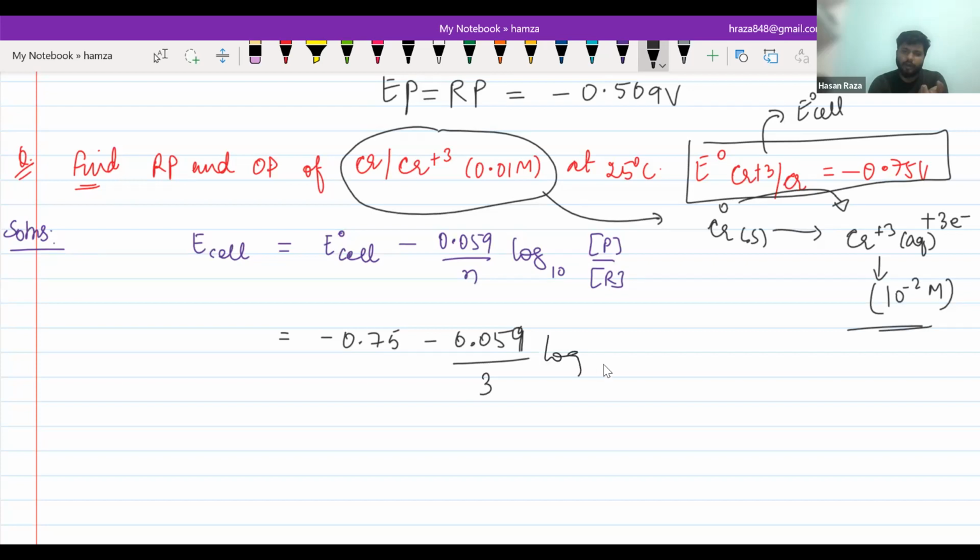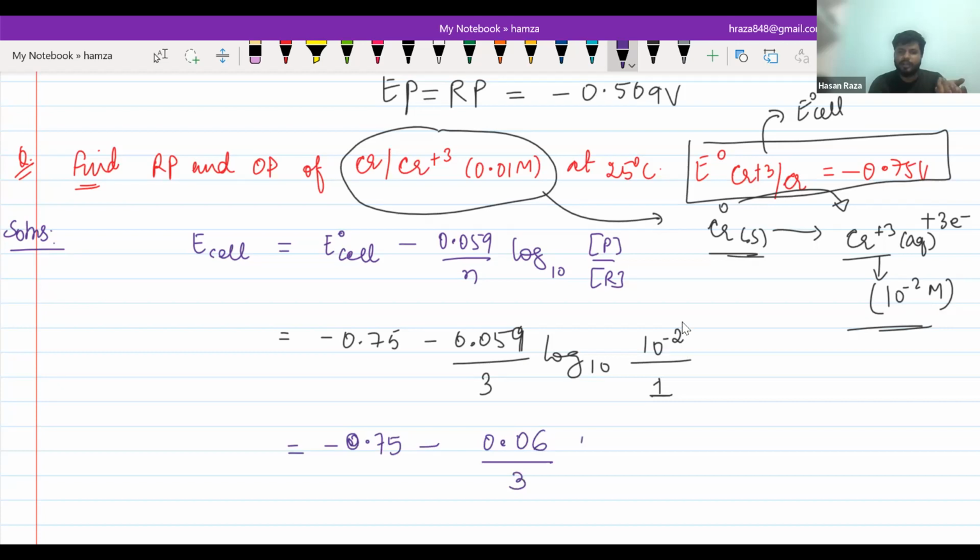And again, log to the base 10. Here the product is basically Cr plus 3, which has a concentration of 10 raised to the power minus 2, upon reactant. You can see it is in solid state, so we are going to take value 1. Now you just need to calculate this: minus 0.75, and I'm going to round off 0.059 to 0.06, divided by 3.